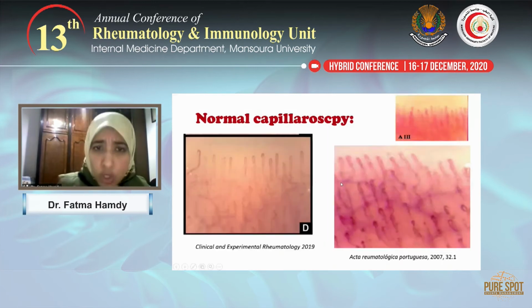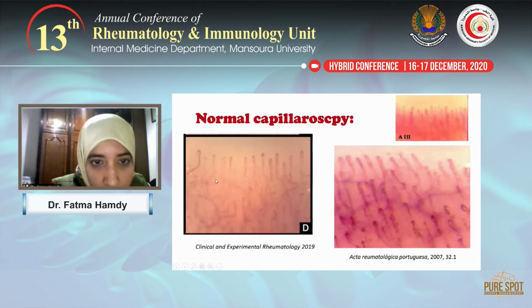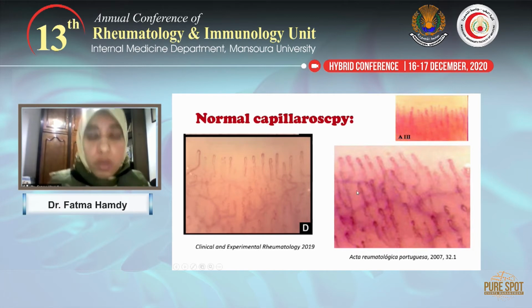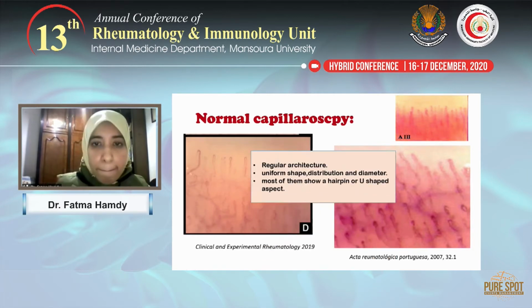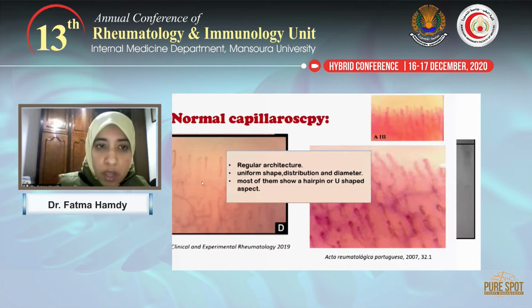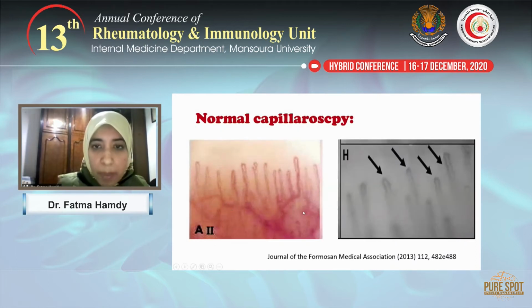These are also examples of normal capillaroscopic images. Here you can note the subpapillary venous plexus, which may also be seen in this image, and which may be a normal finding in about 30% of the population. This is another example of a normal capillaroscopy, and this is the subpapillary venous plexus.